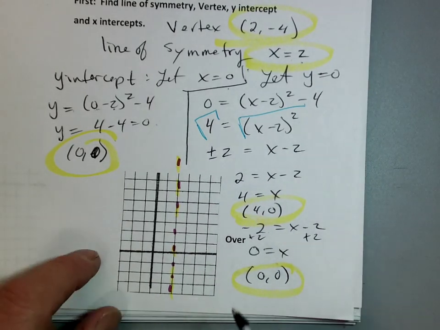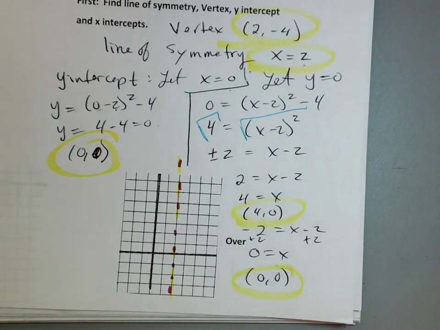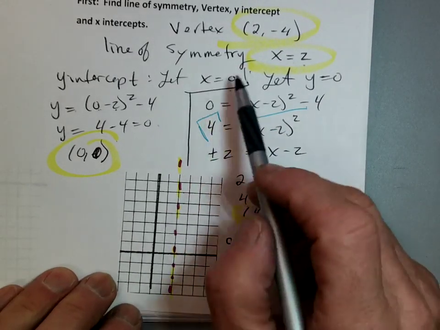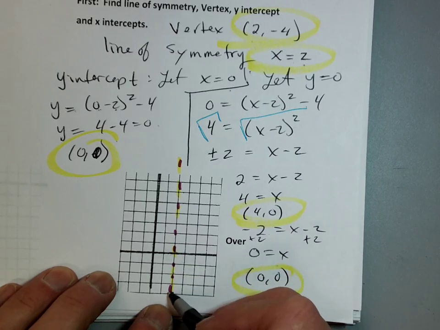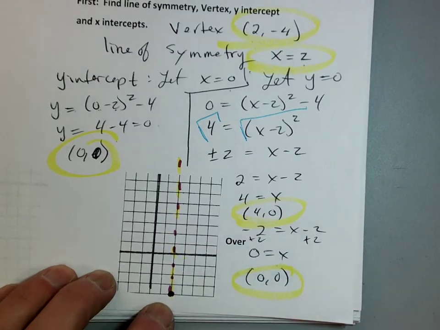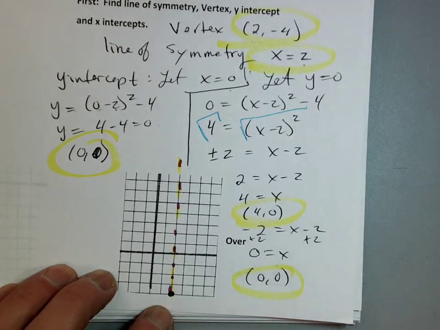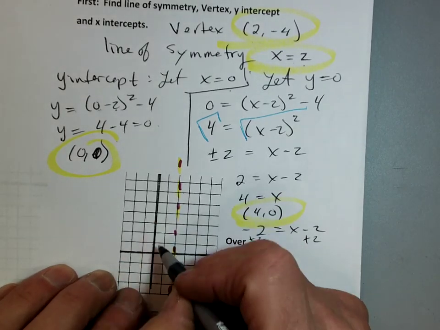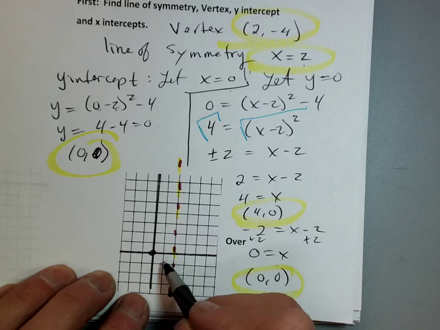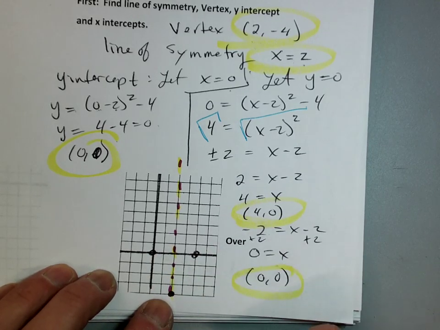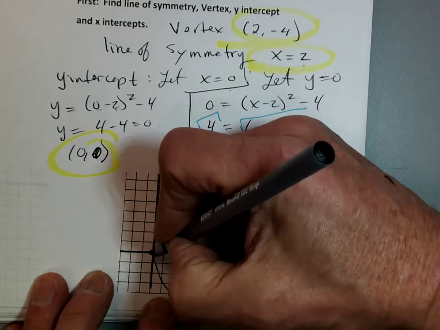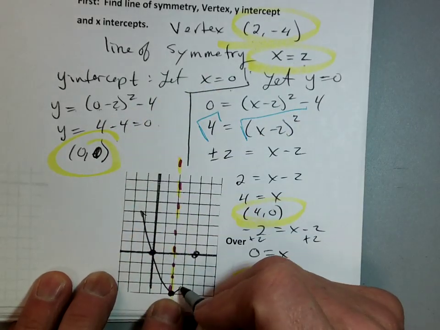So let's graph it. I've got my line of symmetry. It goes right down the middle. I have a vertex at 2, negative 4, right? It has to be on the line of symmetry. I've got a y-intercept of 0, 0, and I have x-intercepts at 0 and at 4, right? And I can just graph my parabola in. Okay, that's pretty easy. You guys agree?